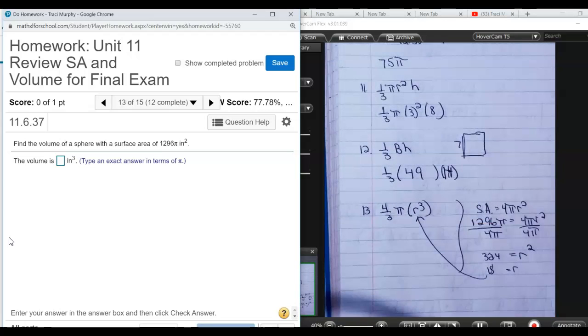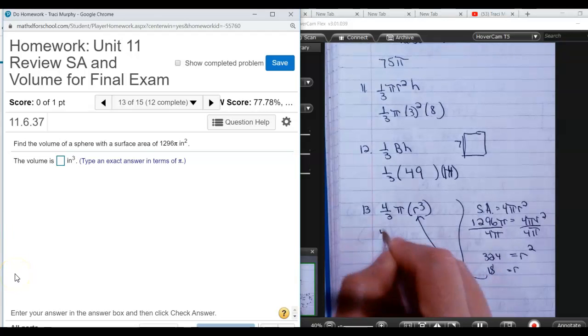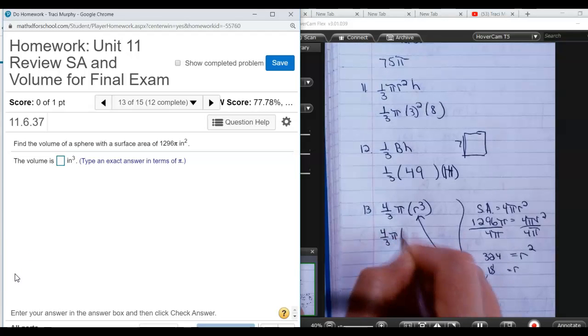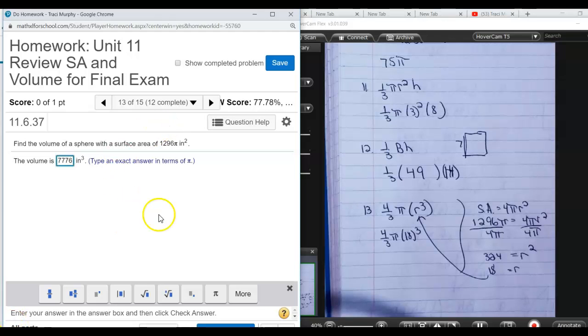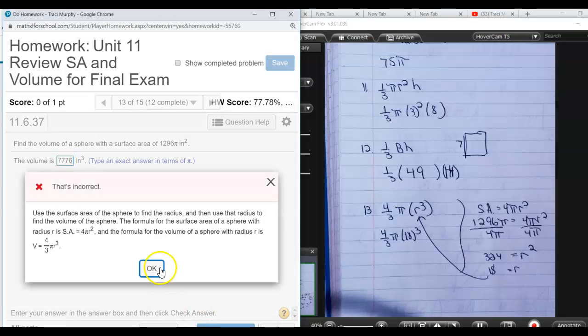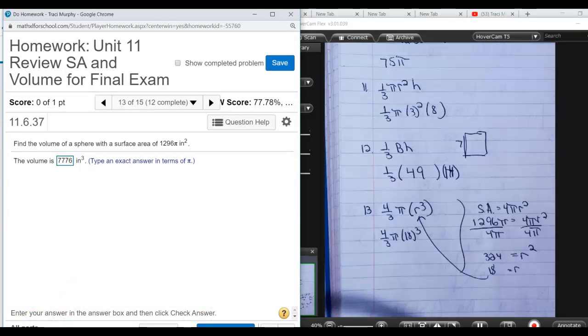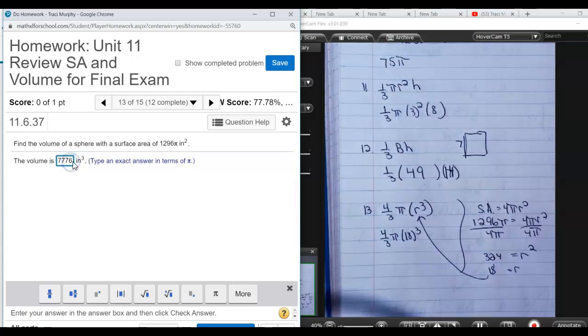Now we can take that and plug that in there. So 4/3 pi, 18 to the third, and it says leave it in terms of pi. I'm going to go ahead and type that in. Okay, plugging that in, I got 7,776. Okay, looks like I forgot to type in my pi.